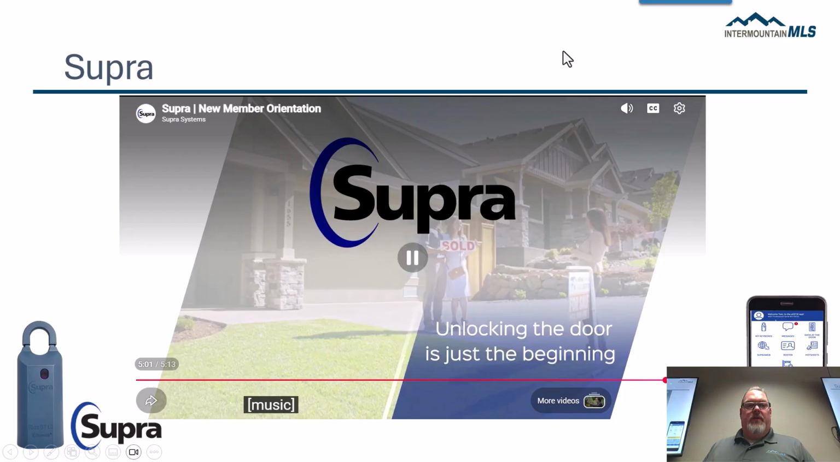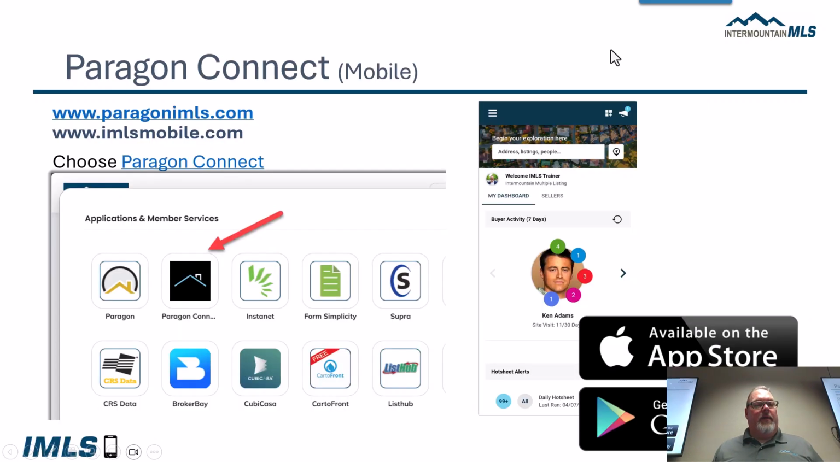All right. So the next thing we want to talk about is Paragon Connect. Now, there's really two parts of Paragon Connect. There's mobile Paragon Connect, which we'll talk about first, and then Paragon Connect on your computer as well. Paragon Connect is where Paragon is going. So the more time you spend in Paragon Connect, the easier your life's going to be, because Paragon Classic is going to go away eventually.